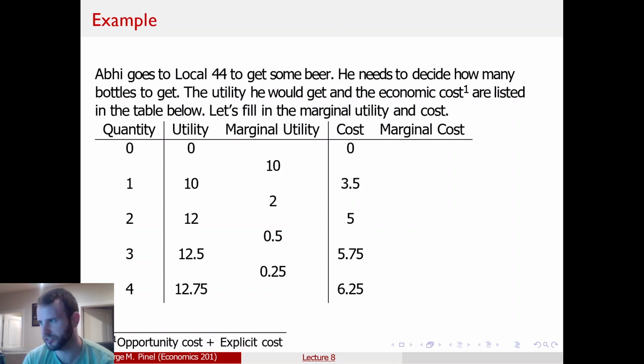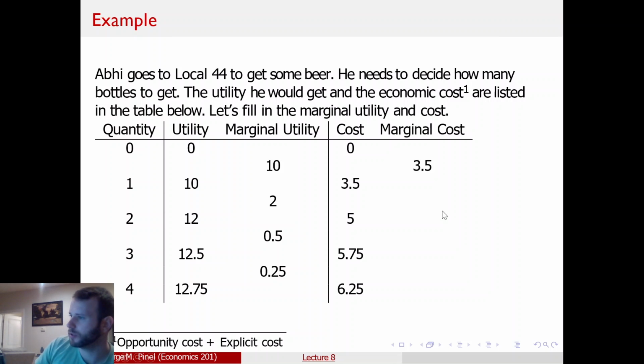Okay, what about his cost? So he pays 3.5 units, let's say $3.5, even though there's some opportunity cost baked into that. He pays 3.5 units of utility for the first unit. So what's his marginal cost going from the 0th unit to the first unit? Well, it should be 3.5.